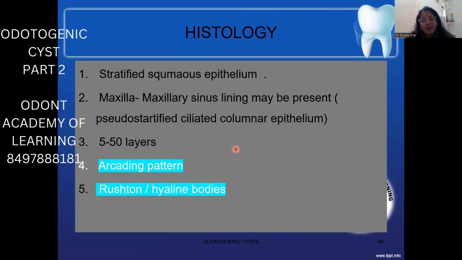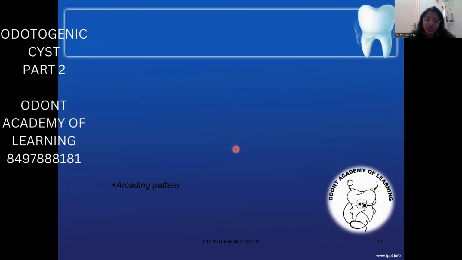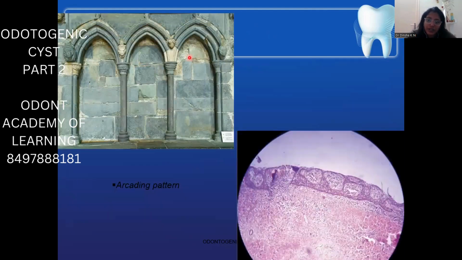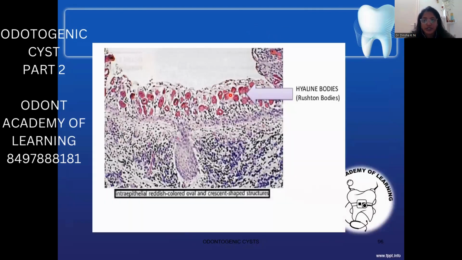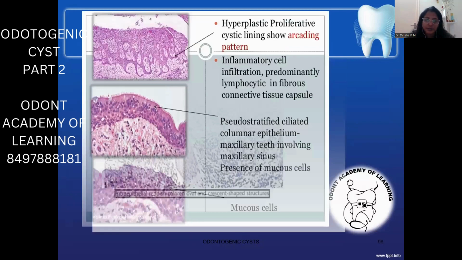Usually, it shows high proliferation, so the cellular layer thickness can go even up to 5 to 50 layers, and it shows a particular pattern known as the arcading pattern, and you can also see those hyaline or Rushton bodies here. This kind of pattern of highly proliferated non-keratinized stratified squamous epithelium in the radicular cyst is referred to as the arcading pattern of epithelium. And you can see the presence of hyaline or Rushton bodies.